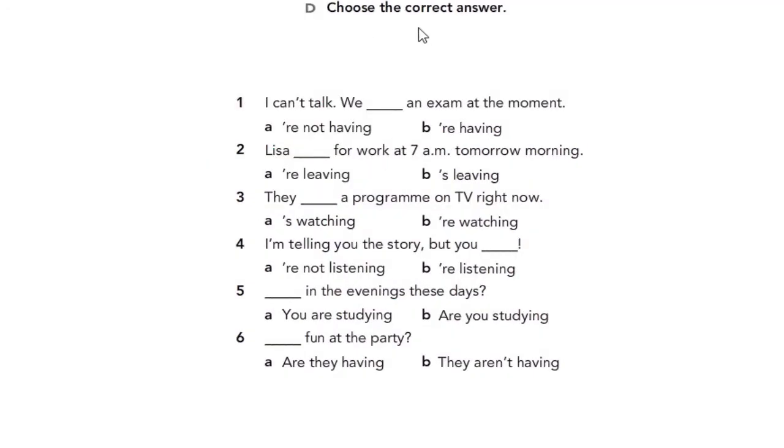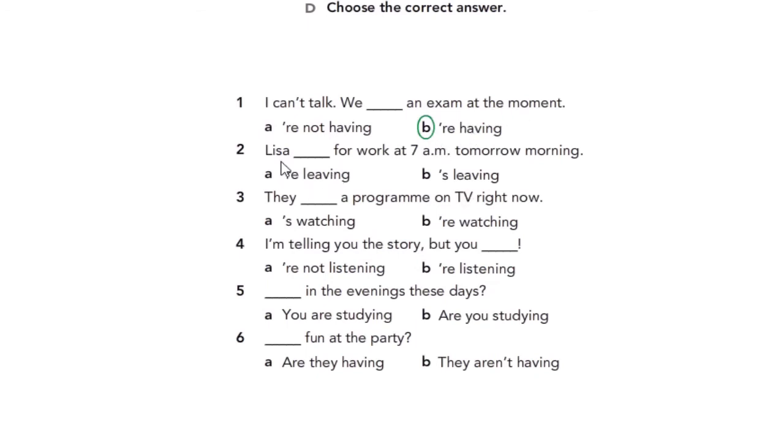Exercise D. Choose the correct answer. Number 1: We blank an exam at the moment. We are not having an exam at the moment, or we're having an exam at the moment. So we are having an exam at the moment.